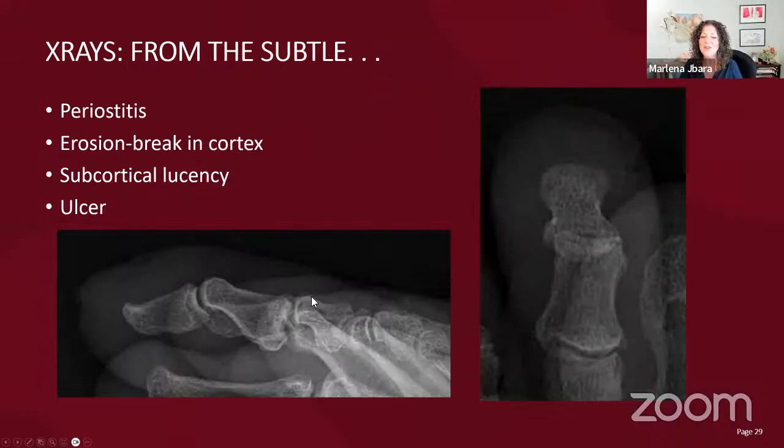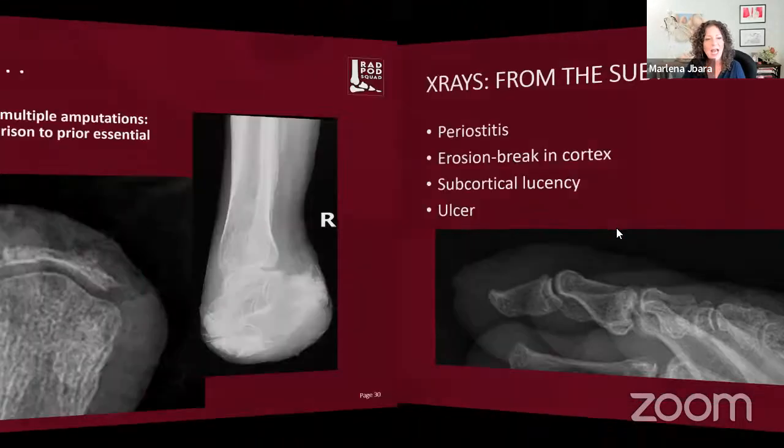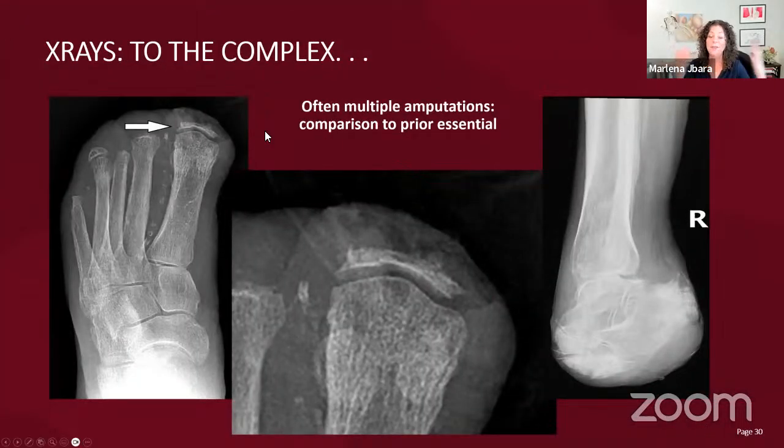So they go from the subtle, these X-rays. You want to really blow up and magnify your images so you can see what it looks like to have subcortical lucency as subtle as a distal phalanx like here. And to the complex, you're going to have to compare multiple issues at the same time. You want to have all of your old films. You want to have excellent integrity in the way you read your images and be able to be sure about what you're saying. Here you see an ulcer and the erosion next to the base of what remains of the proximal phalanx.